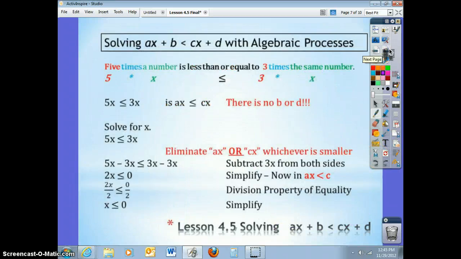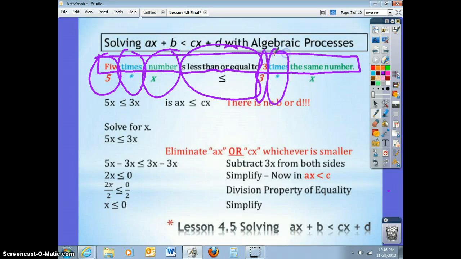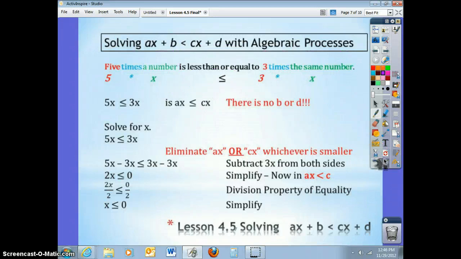Now this is a totally different situation, but they give you this in the book too. They say, well, you could have something where you just give it a word problem. It's like 5 times a number is less than or equal to 3 times the same number. If you were given a sentence like that, just turn it into an equation. And I did this with colors to make it show up. 5 times a number is less than or equal to 3 times the same number. So you see how those colors all lined up is how I turn that set of words into an equation.